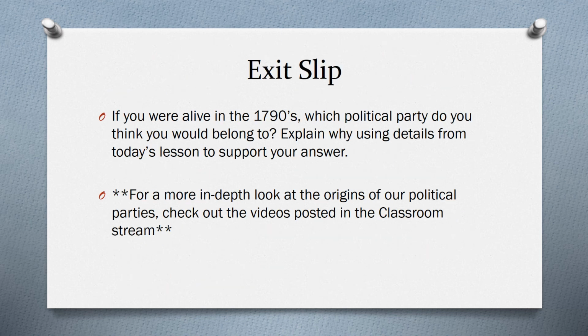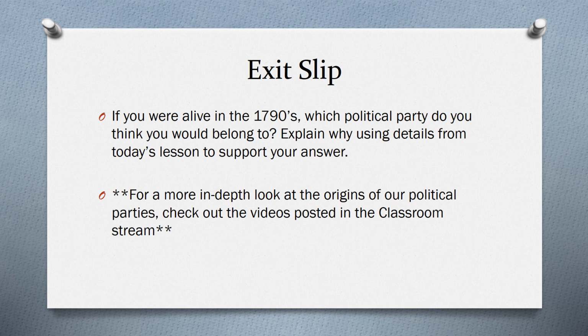Now, what I want you to do for the last few minutes, I want you to answer the exit slip question. If you were alive in the 1790s, which political party do you think you'd belong to? And you can explain why using details from what I just talked about and what we talked about today.